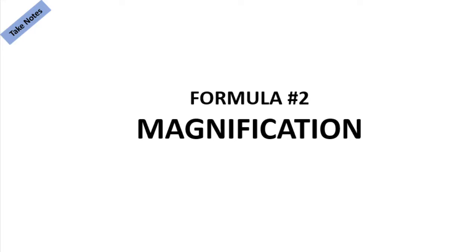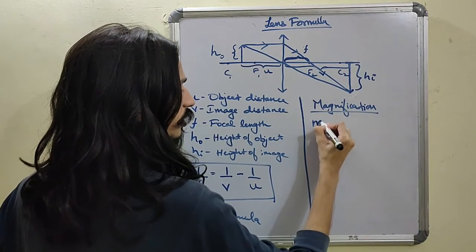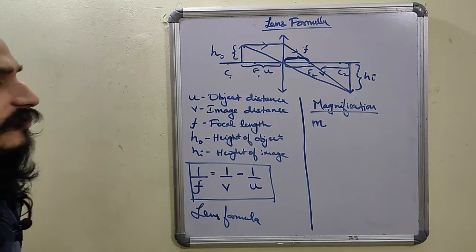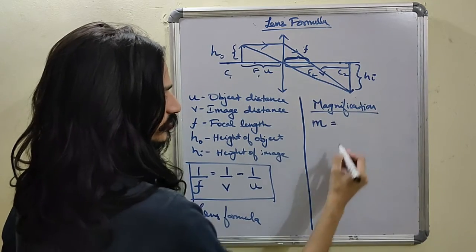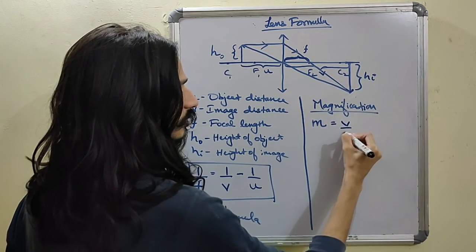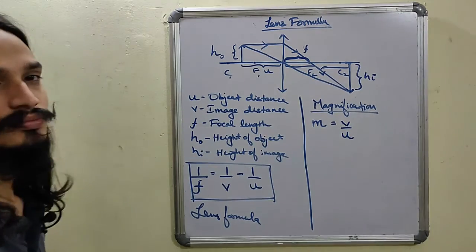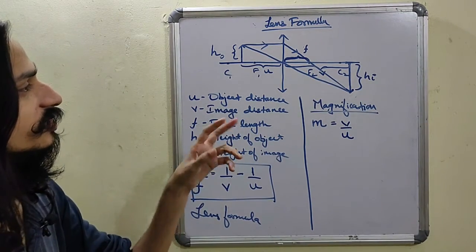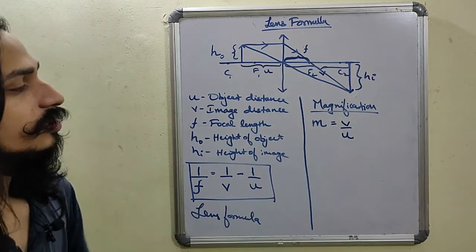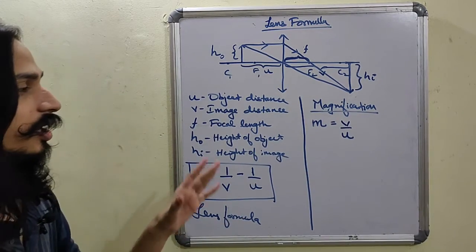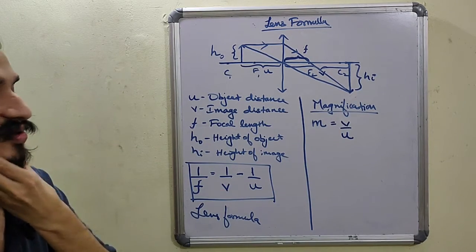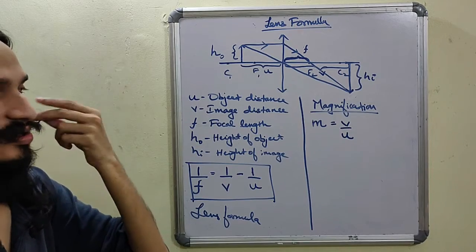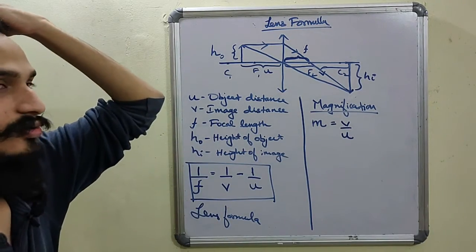Magnification is called small m. One way to find magnification is v divided by u, that is, image distance divided by object distance. Now if you recollect, minus v by u was magnification for mirrors, and v by u is magnification for a lens. The only difference is that the minus is not there over here.